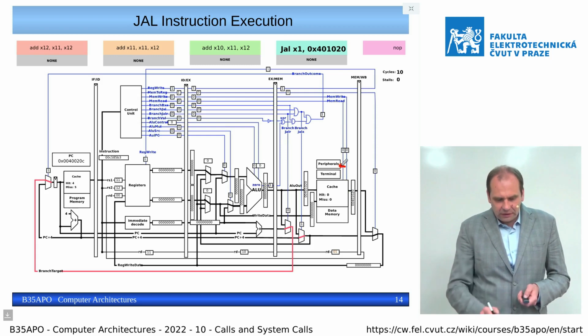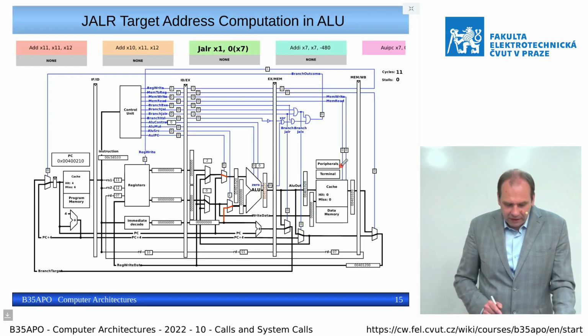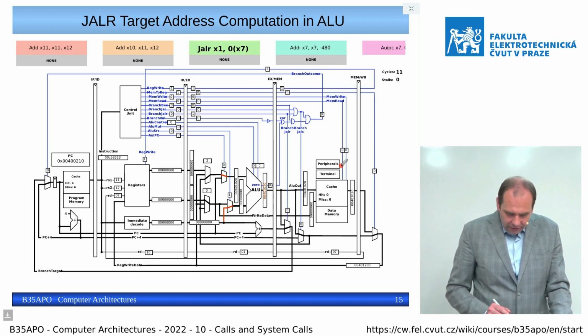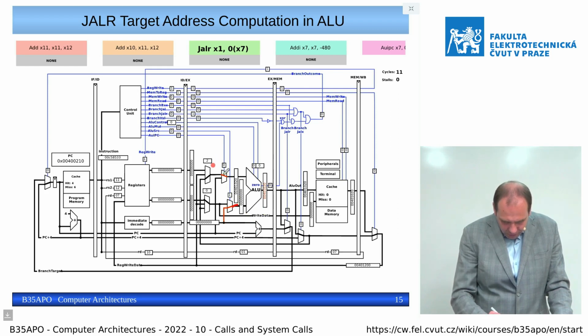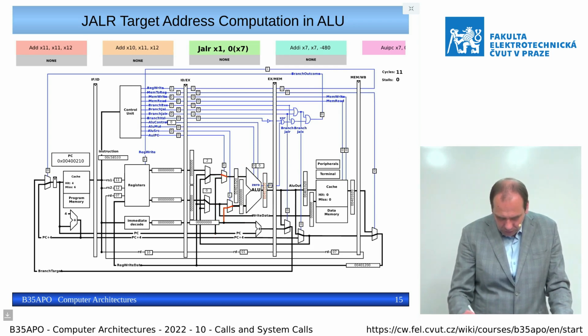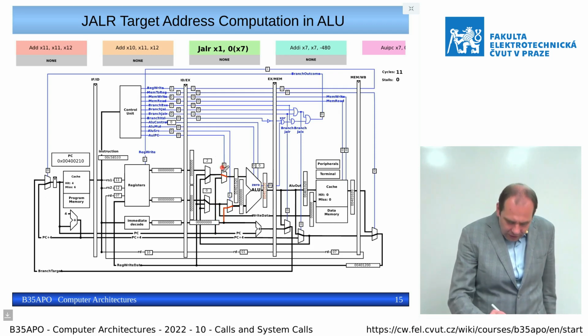Then there is a jump and link to the register. It selects the immediate operand, and it should select the program counter. No, it is correct. Excuse me, in this case we select a register. Yes, we select a register.